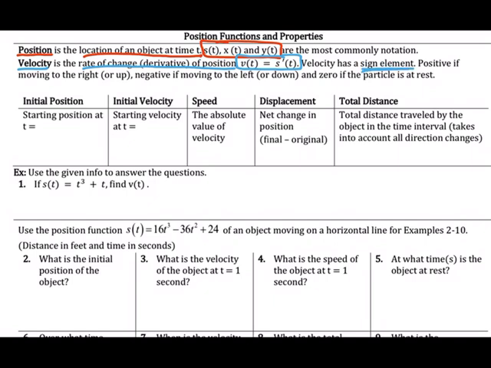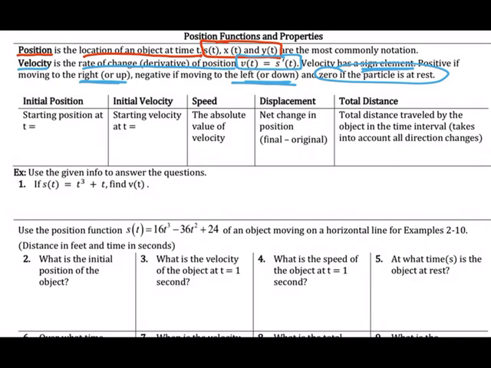Velocity has a sign element, meaning it can be positive or negative. And if it's positive, that means that it's either moving to the right or it's moving up. If it's negative, that means it's either moving to the left or moving down. And if it's 0, that means the particle, or whatever object we're talking about, isn't actually moving at all.